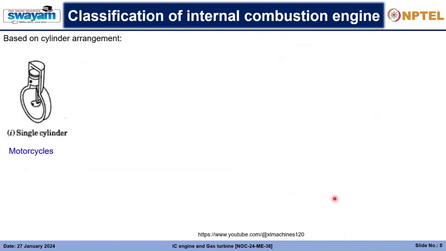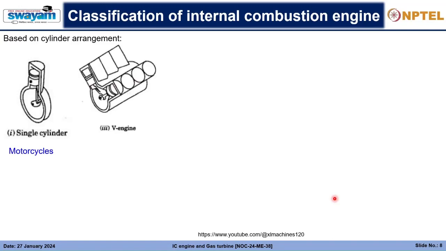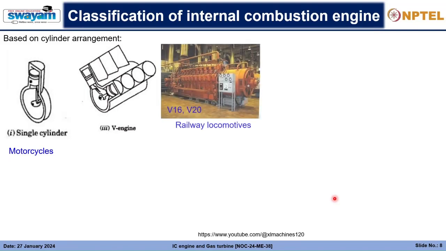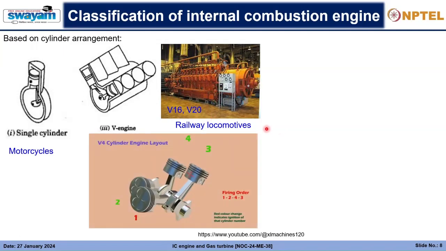Then we will talk about classification based on the cylinder arrangement. Cylinder arrangement can be classified differently, like the single cylinder, which many motorcycles use, but nowadays multi-cylinder ones are also coming. And then we have the V type engine. The V engine is basically used in railway locomotives. The big locomotives in the trains that you see are actually V16 or V20 engines. V16 means there are 16 cylinders arranged in a V shape, and these are very huge engines. And basically this is how the V-type engine functions.